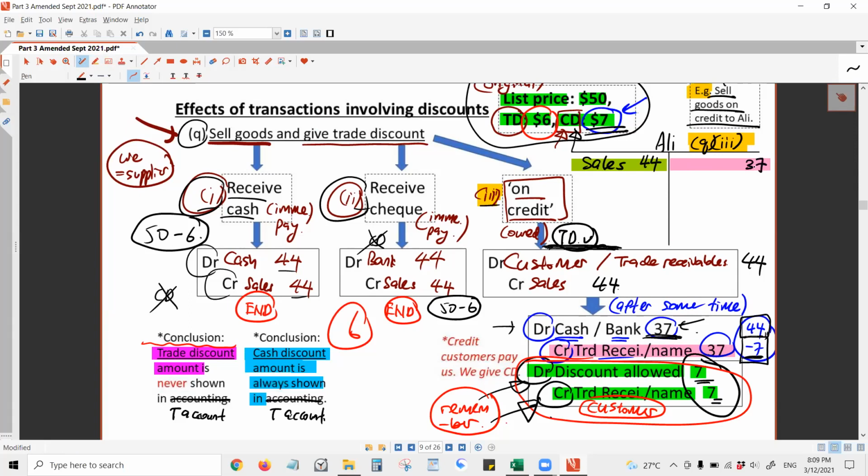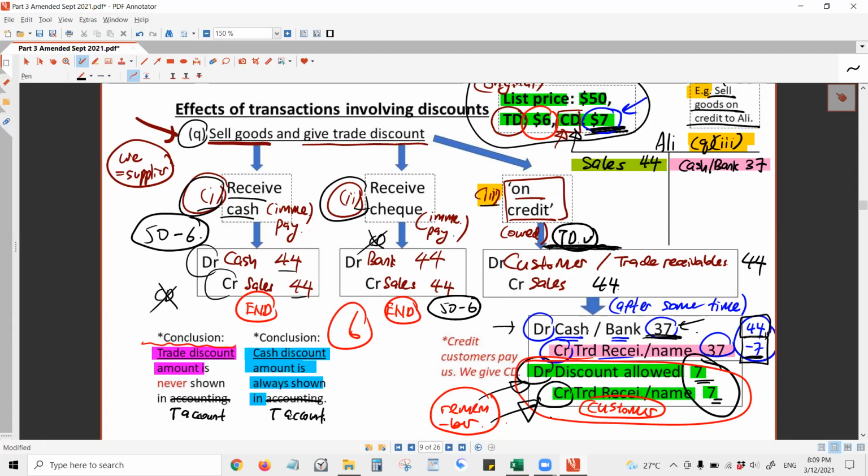You know why it's 37, right? Because we have to minus the $7, the second stage of discount. So here you write cash/bank. Sometimes the question will tell you whether you receive it in the form of cash or check. If the question told you that you receive it in cash, you have to write cash. If they say check, then you write bank. Sometimes they don't tell you whether it's cash or check, you write cash/bank.